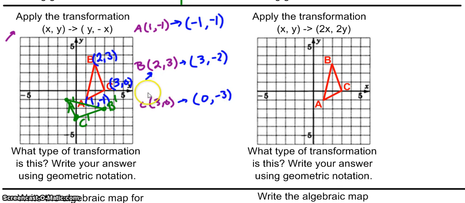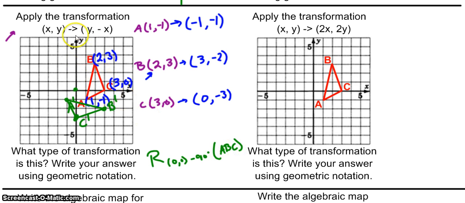And here's our result. What's going on here? It looks like when I've plotted all these points, -1, -1, 3, -2, and 0, -3, this algebraic transformation is making a rotation, doesn't it? It looks like it's rotating clockwise around the origin, 90 degrees, I'd say. It's not 180, but a quarter turn, so that's going to be rotate around 0, 0, 90 degrees clockwise, so I'll write that as -90 degrees, and we're moving A, B, and C.